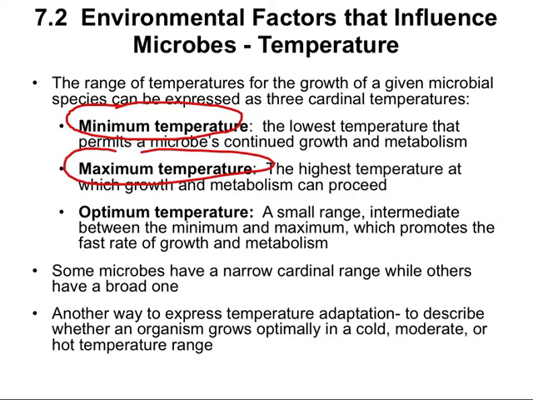Once we get above the maximum temperature, you'll usually see that the enzymes and nucleic acids become inactive or denatured, and thus the cell dies, which is precisely why heat is such a great microbial control agent.